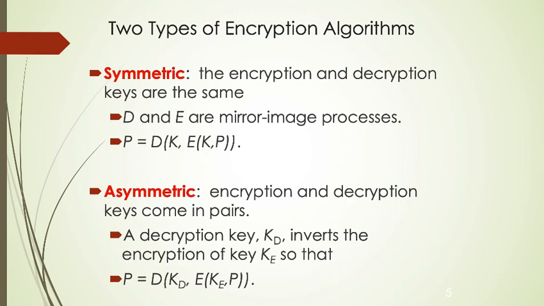And the asymmetric one has different keys for encrypting and decrypting. So KD is not the same as KE. Although KE inverts KD, they're not the same, and preferably you can't find out what KE is from knowing KD, and vice versa.